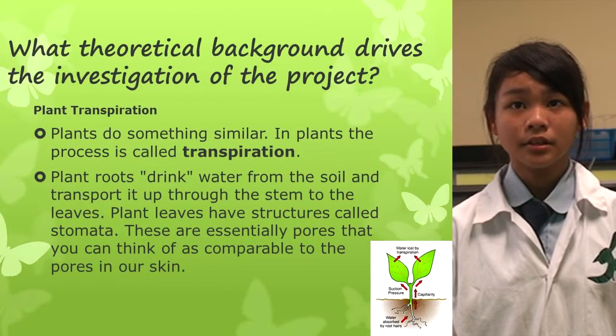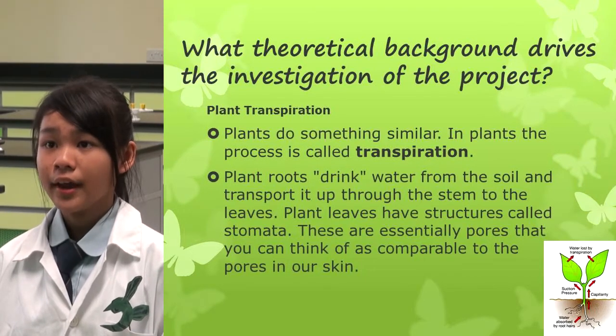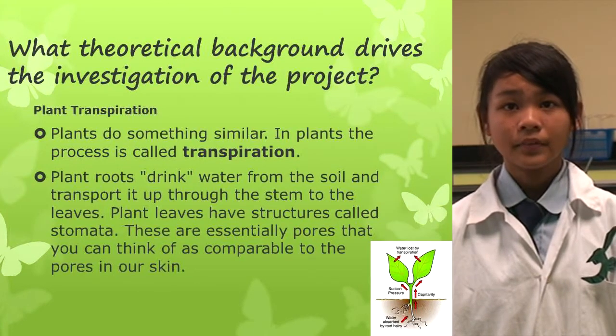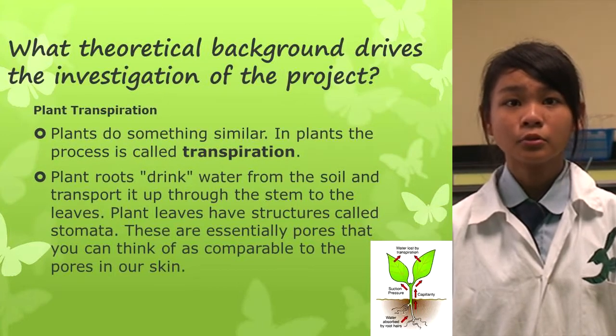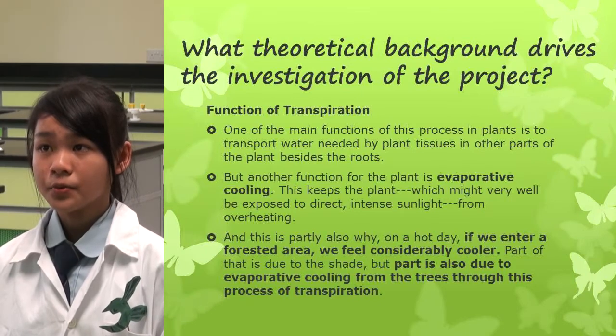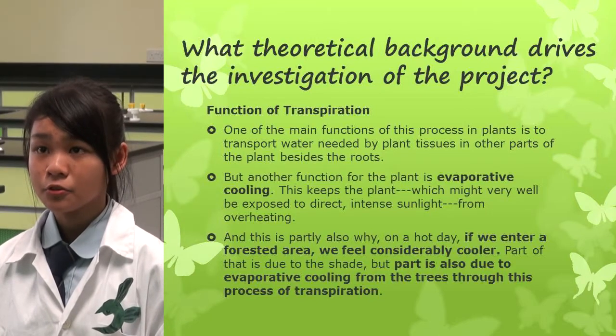Plants do something similar. In plants, the process is called transpiration. Plant roots drink water from the soil and transport it up through the stem to the leaves. Plant leaves have structures called stomata. These are essentially pores that you can think of as comparable to the pores in our skin. One of the main functions of this process in plants is to transport water needed by plant tissues in other parts of the plant besides the roots.